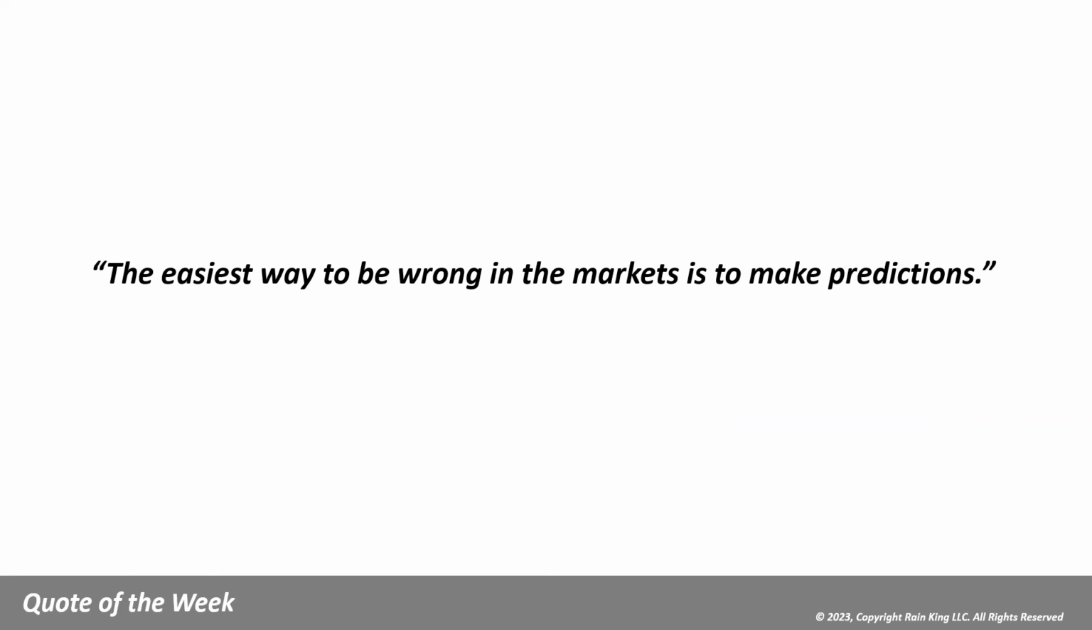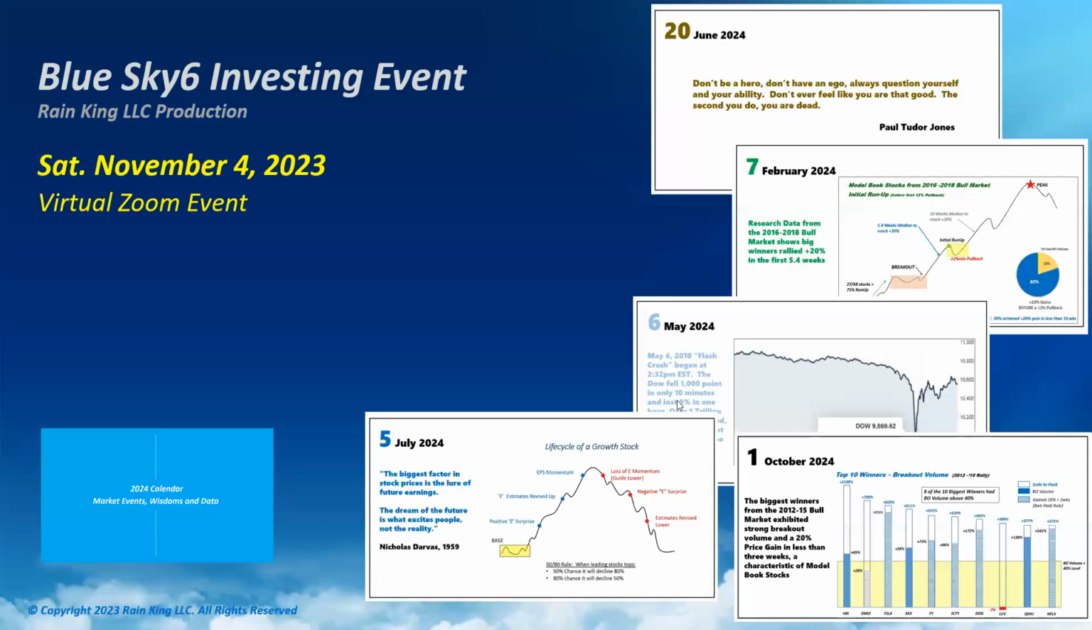So I'm going to keep the quote of the week the same one as last week. The easiest way to be wrong in the markets is to make predictions. Again, try to just interpret what's happening. We have some hard action in the market. Maybe we get a rally attempt. We'll have to just wait and see.